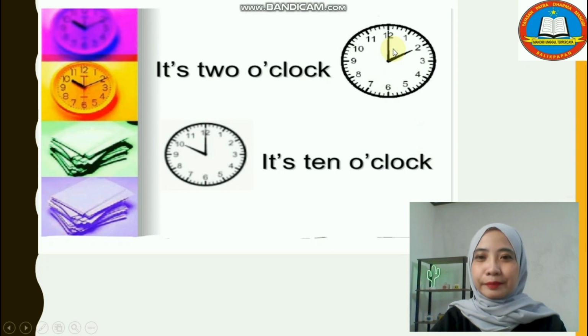Look at these examples. Look at the big hand. It is at 12. So it calls a clock. And the small hand, because it's at 2, so it's 2 o'clock. Next example. Look at the big hand. It's also at 12, so it's o'clock. And because the small hand at 10, so it's 10 o'clock. Is it understandable? Let's move.